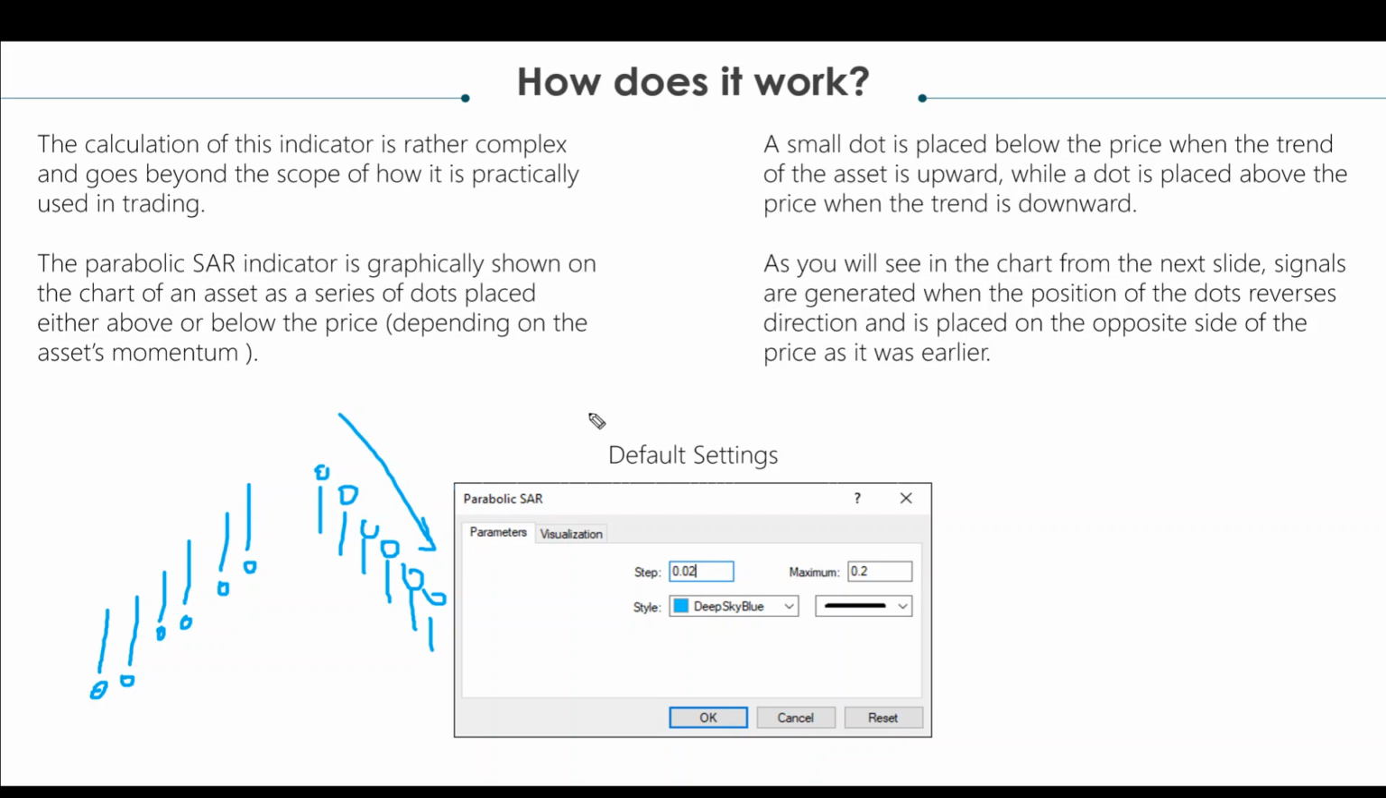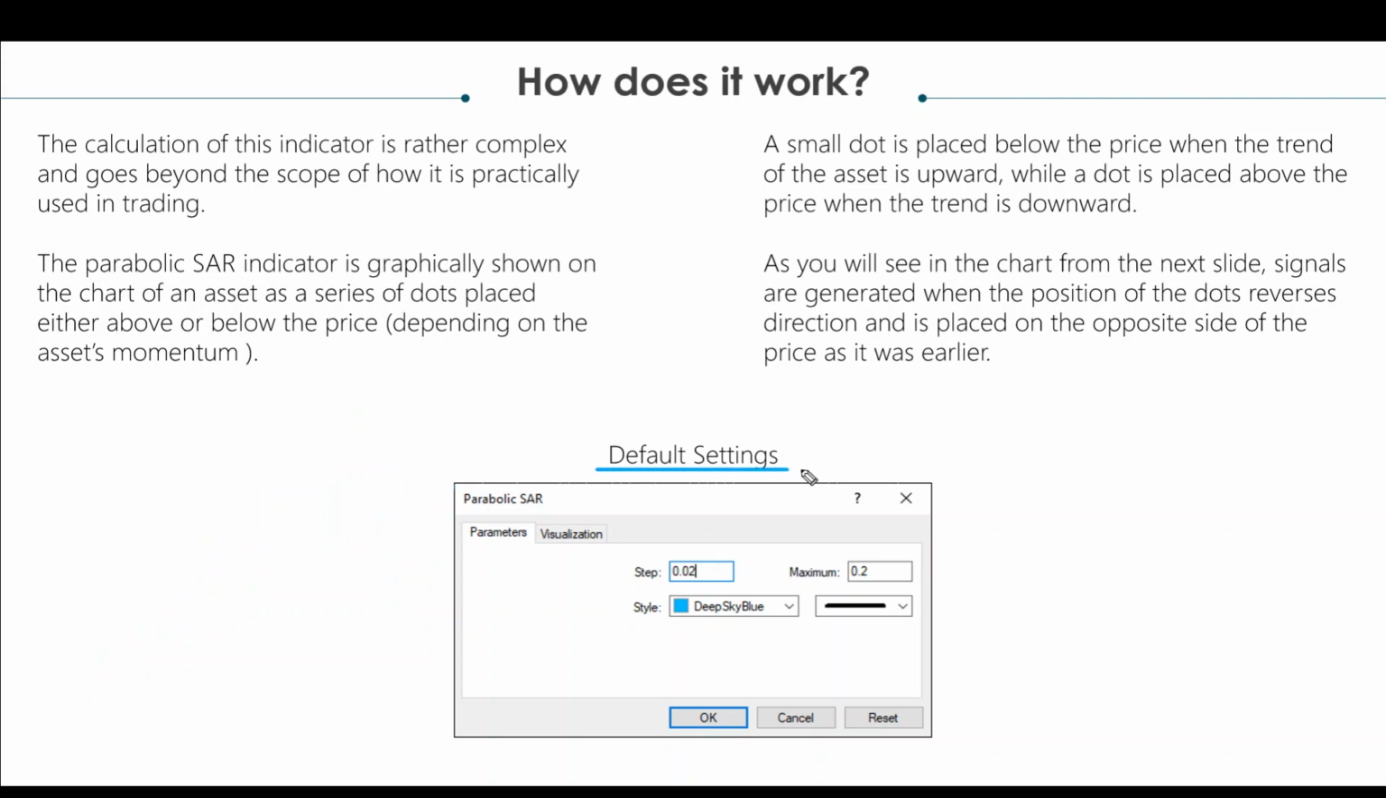so default settings. By default, you're going to find this indicator built in pretty much any platform out there. The examples in this specific video are based on the MT4 platform, and this screenshot is taken from the MT4 platform. The defaults are step 0.02 and maximum is 0.2, just one less zero. And as to the style, it's entirely up to you to decide how you want to represent it on the chart visually.